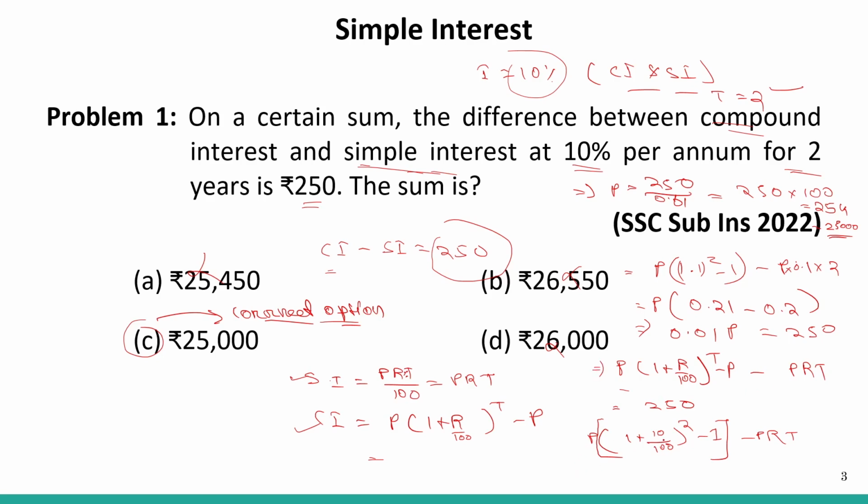So P into 1 plus 10 by 100, because R is equal to 10 and in decimal form it will be 0.1. This is in percentage form, and this is in decimal form. In decimal form, it will be P into 1 plus R power T, minus P. This will be the formula when R is in decimal form.